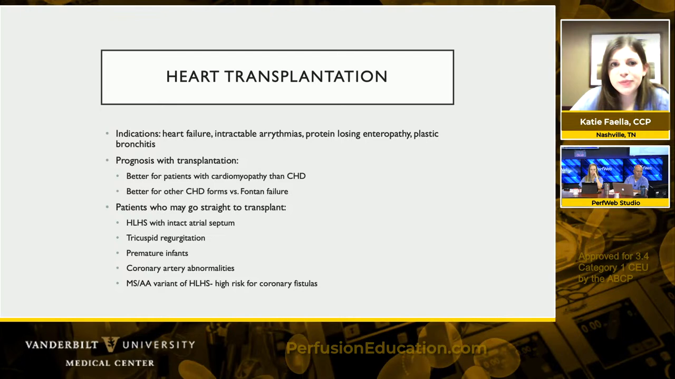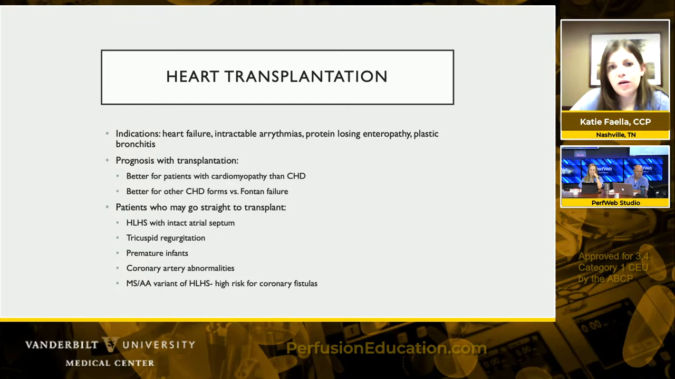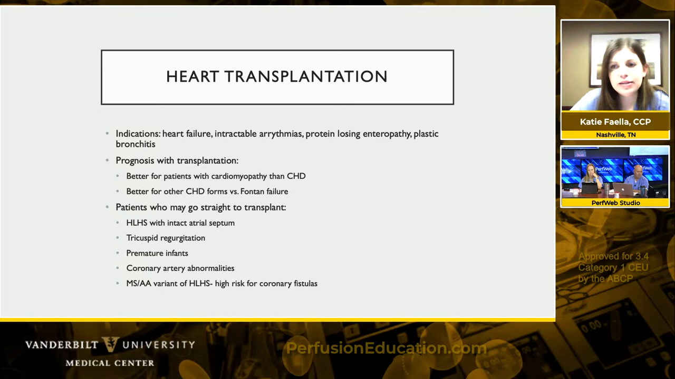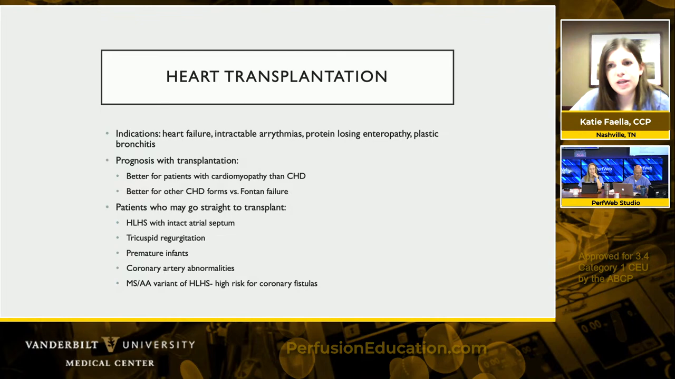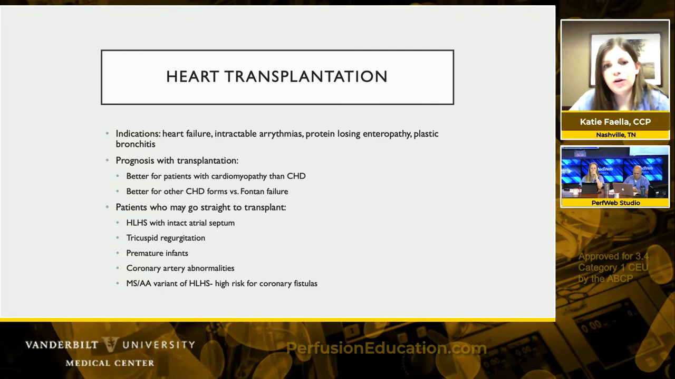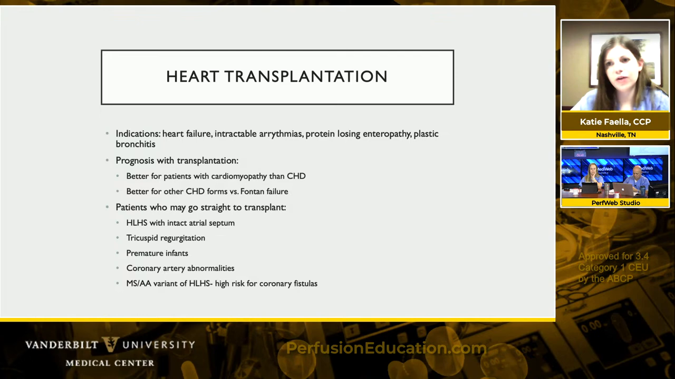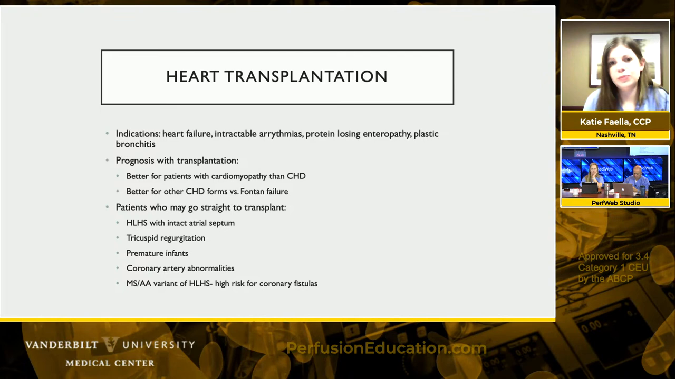Of course, heart transplantation is an option for some patients. Fontan patients who have had heart failure, intractable arrhythmias, protein-losing enteropathy, or plastic bronchitis, all these patients might be going down the heart transplant route. The prognosis for transplantation is better for patients that have cardiomyopathy than patients that have congenital heart disease. And it's better for other forms of congenital heart disease than Fontan failure. So we're starting off at a deficit here. If we're a Fontan needing a heart transplant, already our outcomes are lower than other heart transplant patients.